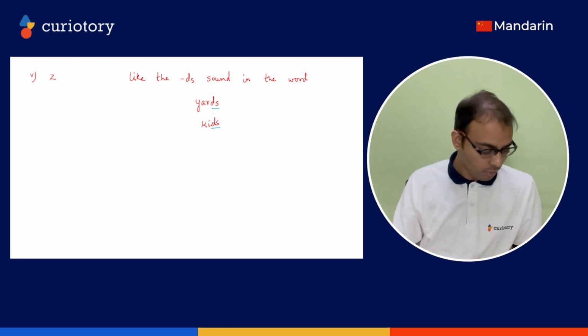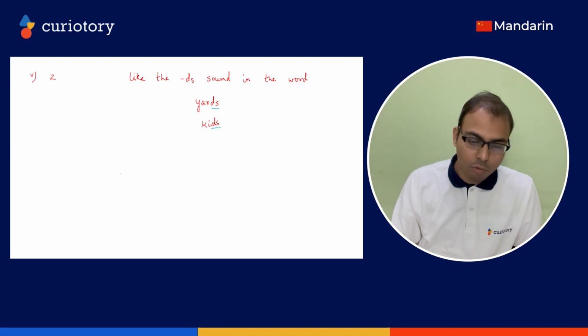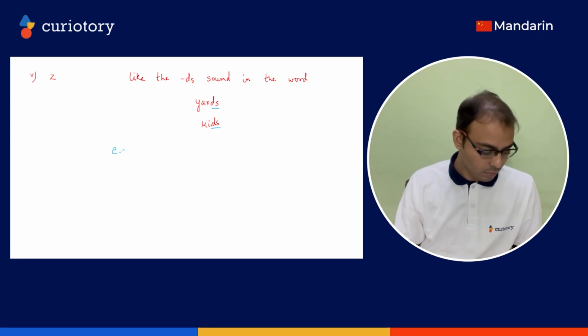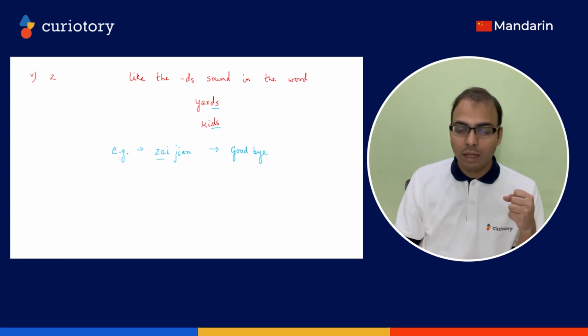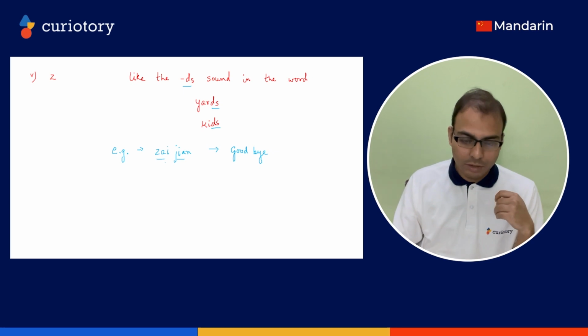So let's take an example to make it more clear. We saw the example just a while ago: zai jian, which means goodbye. So how to say zai? You have to pronounce it like the DS sound in the word yards or kids. So zai jian. Zai.